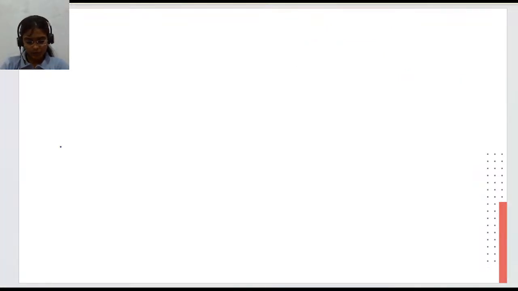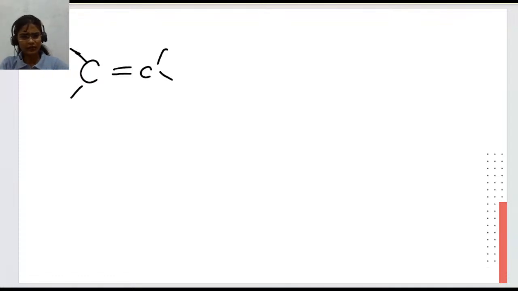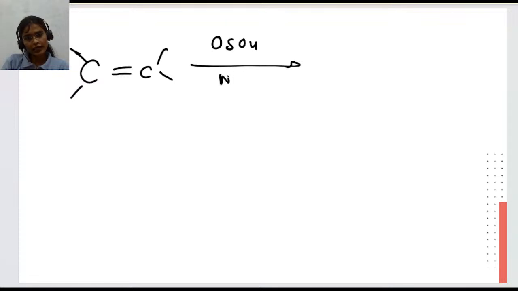Now let's talk about the mechanism as well. The mechanism may not be in your syllabus, but let me explain how it looks. You will have a carbon-carbon double bond, and you can connect any carbon, any R can be there. First of all, you are using OsO4 and NaHSO4. You can use pyridine as well, it's not fixed. This is the pyridine molecule.